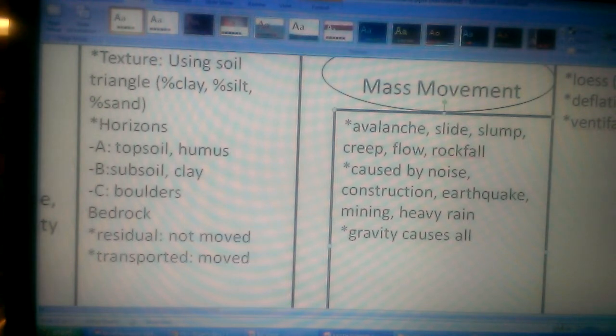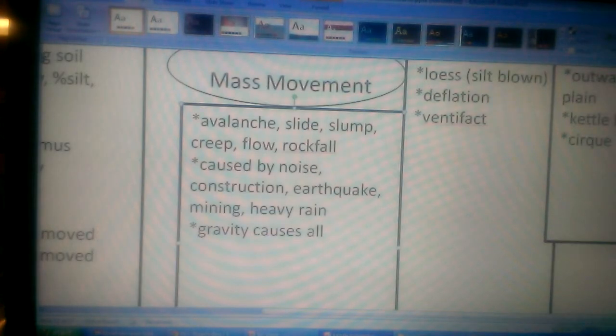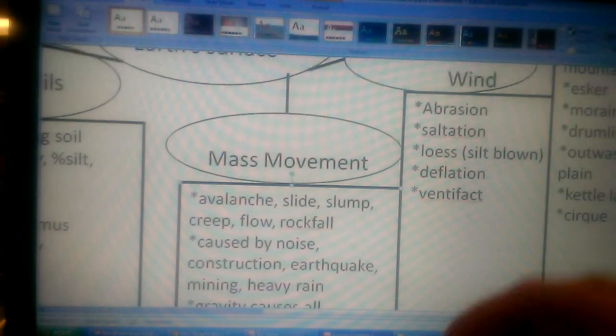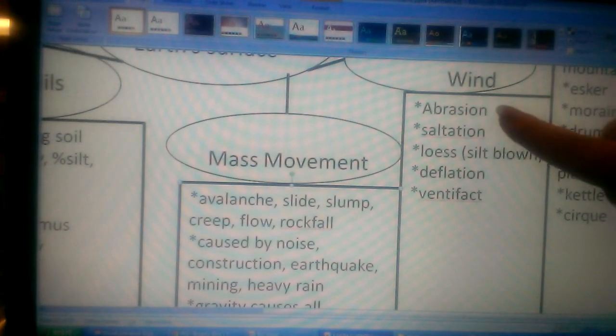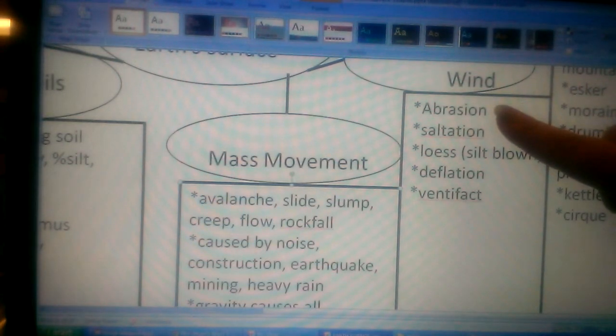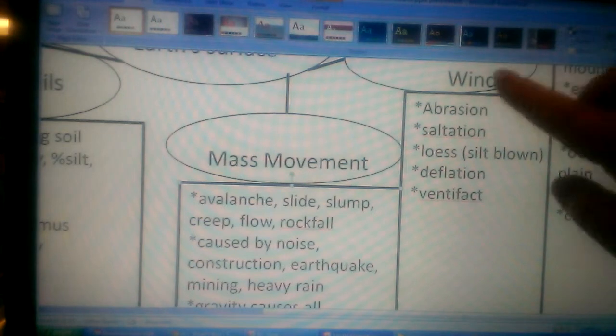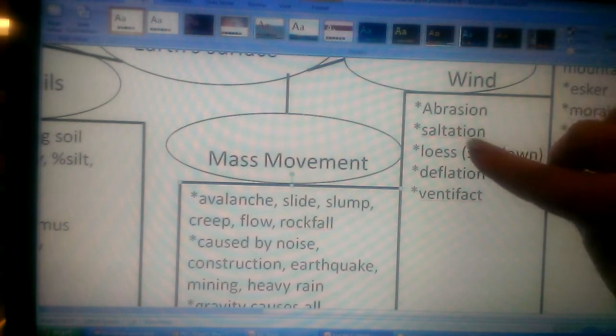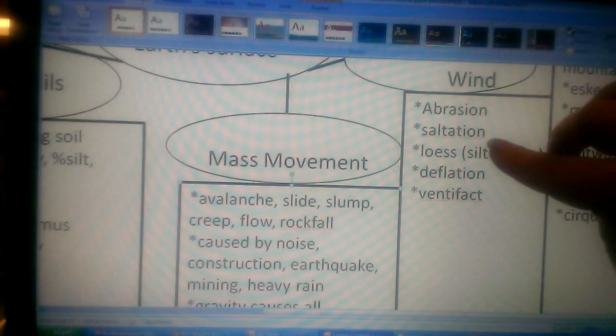So now let's take a little bit of a look at wind. Wind would be things like abrasion. So wind includes abrasion, which is the rubbing of wind-blown sediment on a rock and changing of its shape. So the wind is blowing or water is moving sediment, it rubs on it and it changes what it looks like. Saltation is for bigger sediments that can't be carried by the wind.